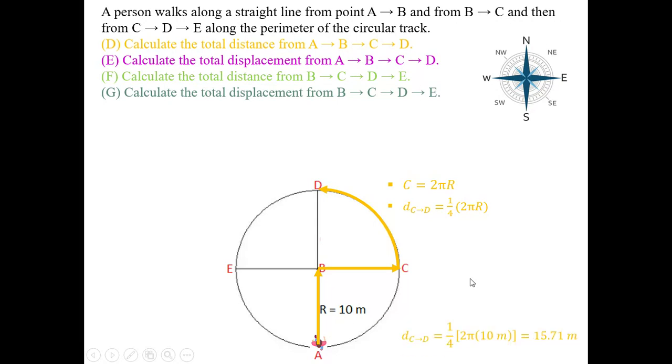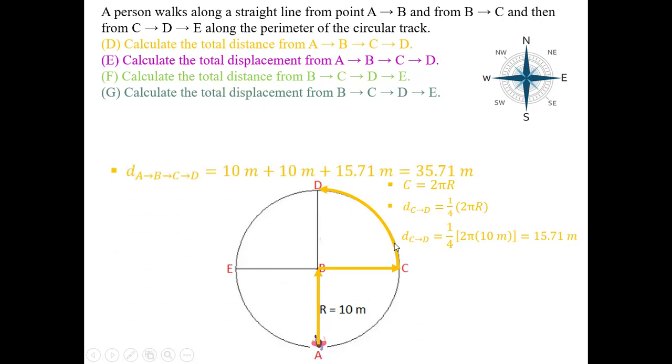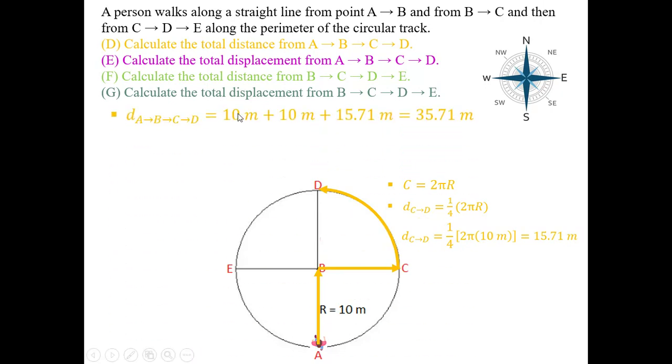And if you plug in r being 10, because it's given in the diagram, the radius of the circle being 10 meters, you should get a value of 15.71. Now keep in mind, 15.71 is not your answer. That's just the distance from C to D. So part D asks us to find from A to B to C, C to D. So it'd be 10 plus 10 plus 15.71, and that will give you 35.71 meters, and that's it.